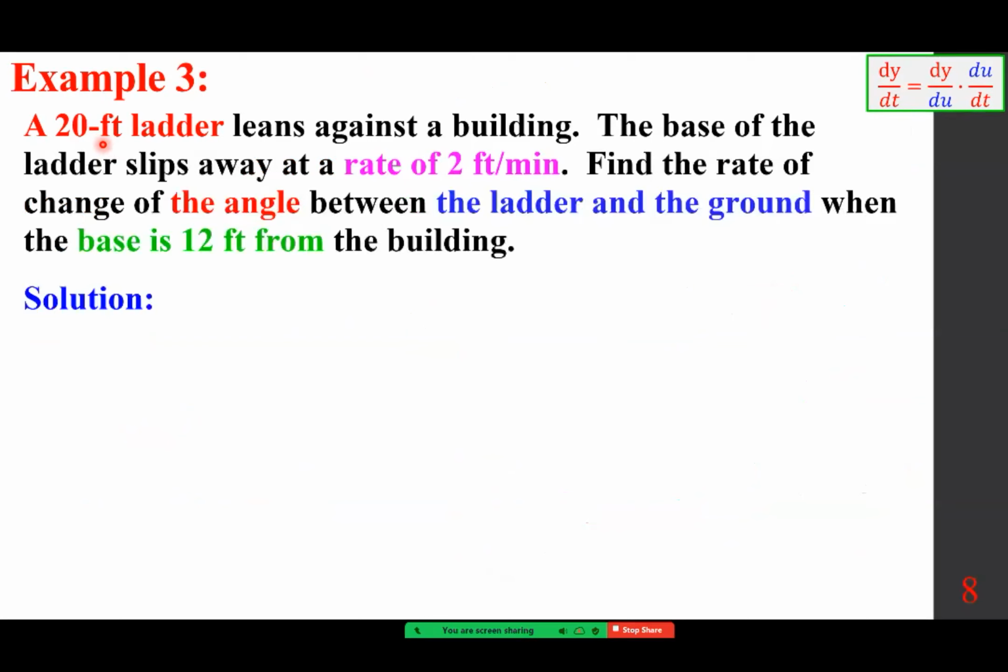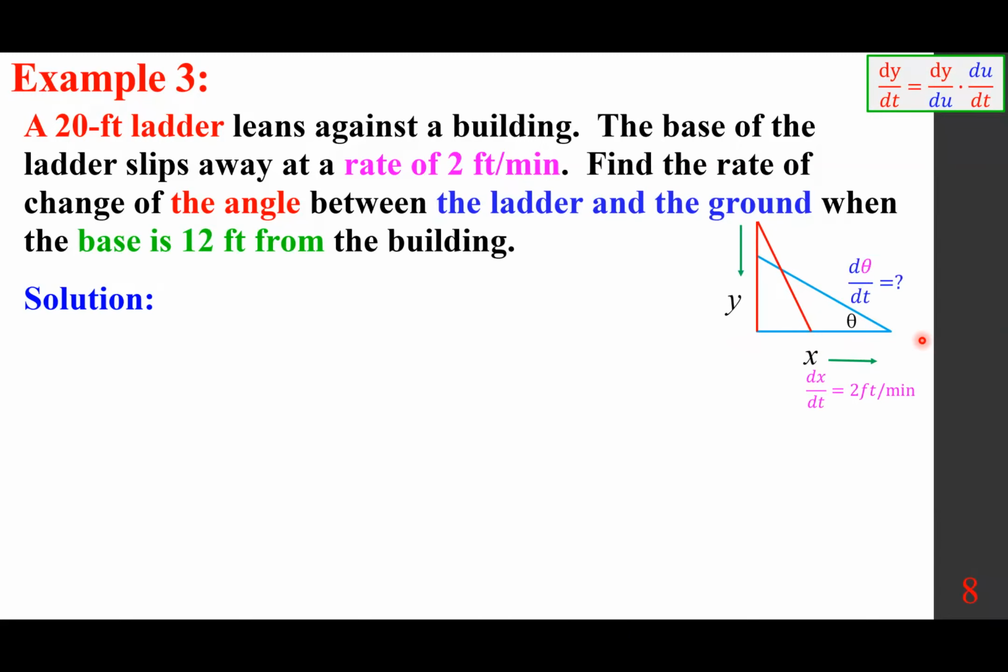So, same situation, a 20-foot ladder leans against the building. The base of the ladder slips away at the rate of 2 feet per minute. Find the rate of change of the angle. But which one? The one between the ladder and the ground when the base is 12 feet. So we are repeating the same question. Everything is the same. This is coming down. This is the angle that we are interested in, between the ladder and the ground. That one is also changing. And so we know dx/dt is 2 feet per minute. We are interested in finding d theta/dt.